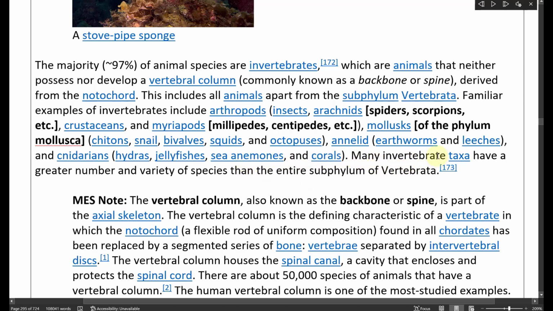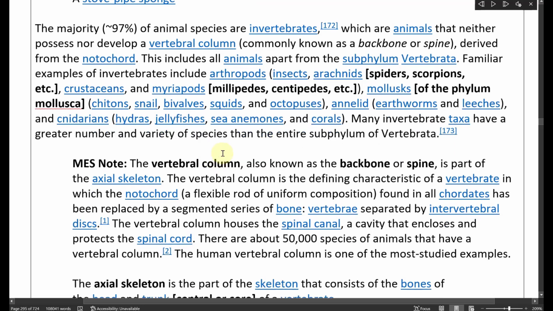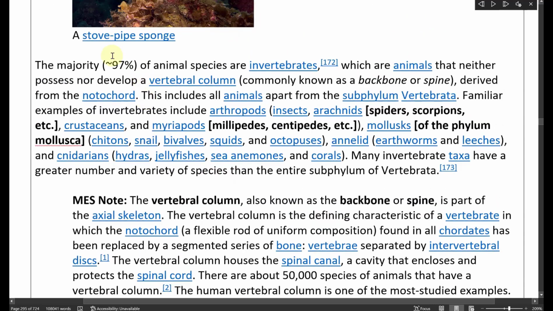Many invertebrate taxa have a greater number and variety of species than the entire subphylum of Vertebrata. So all these spiders, insects, octopus, earthworms, and so on don't have vertebrae. Absolutely fascinating. So note, 97% of all animal species are invertebrates.